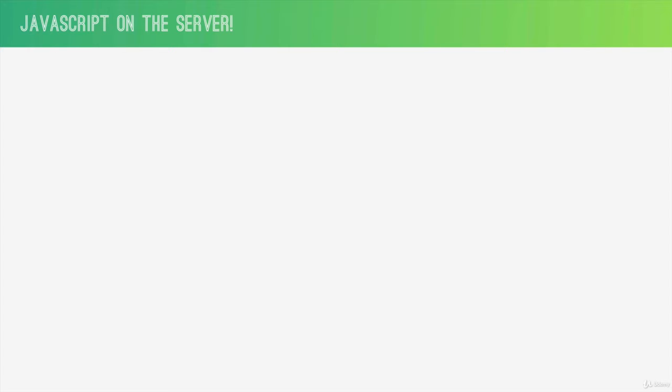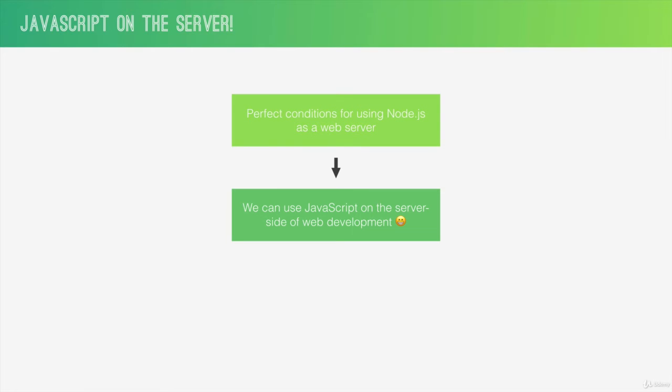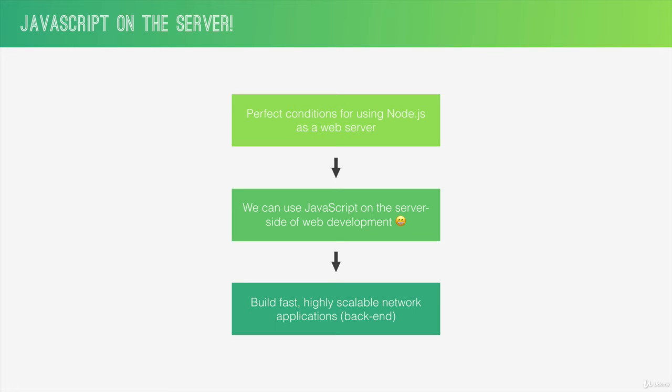Anyway, now that we have JavaScript outside of the browser, in a kind of standalone environment, which is Node.js, we can do so many more things with JavaScript that were completely impossible before, like accessing the file system or better networking capabilities that are now possible with Node.js. And all these factors together give us the perfect conditions for using Node.js as a web server, meaning that now we can finally use JavaScript on the server side of web development in order to build fast, highly scalable network applications for powering the backend of our websites or web applications. And this is absolutely fantastic and game-changing for web development.